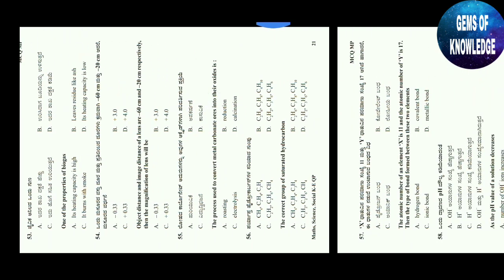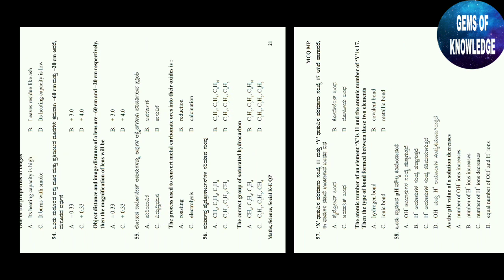Okay, next, moving to the 55th question. The process used to convert metal carbonate ores into their oxides is. Four options have been given: roasting, reduction, electrolysis and calcination. The process used to convert metal carbonate ores into oxides is nothing but calcination. So option D is the right option.